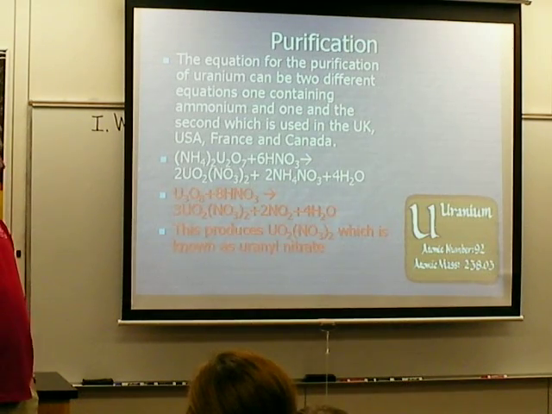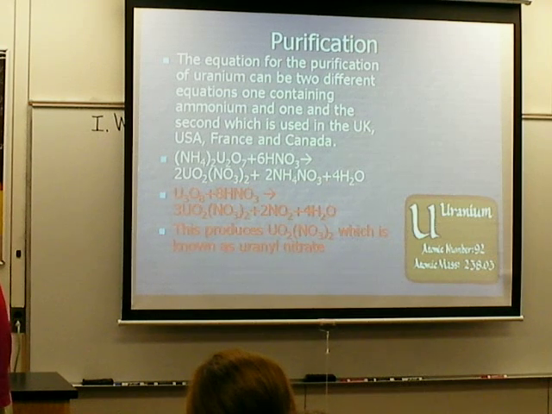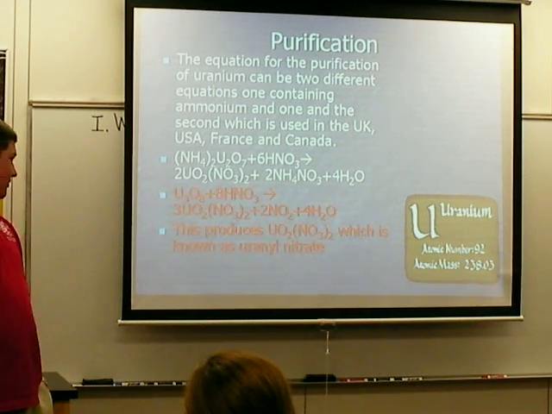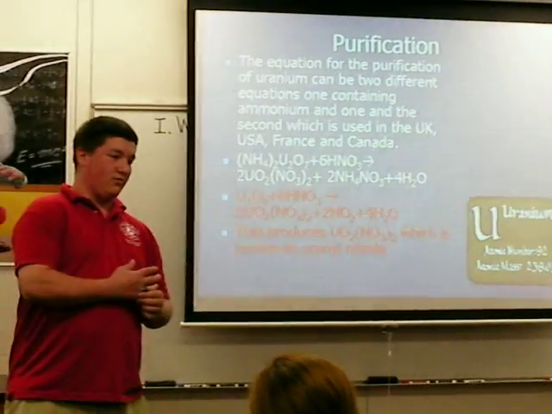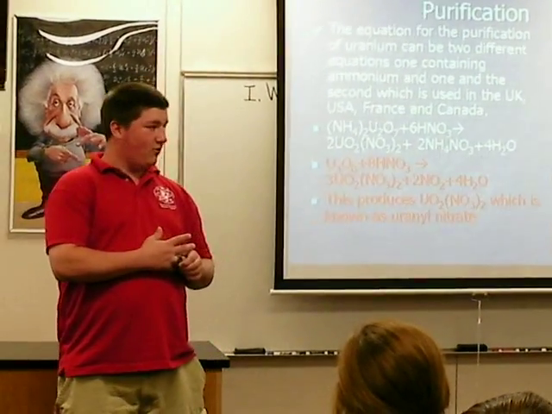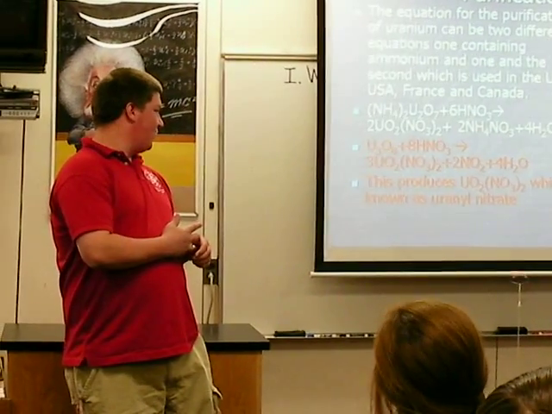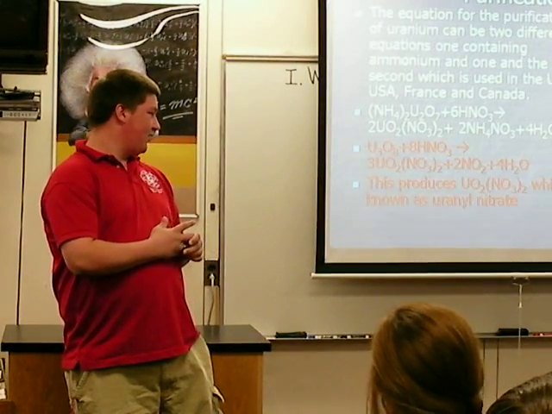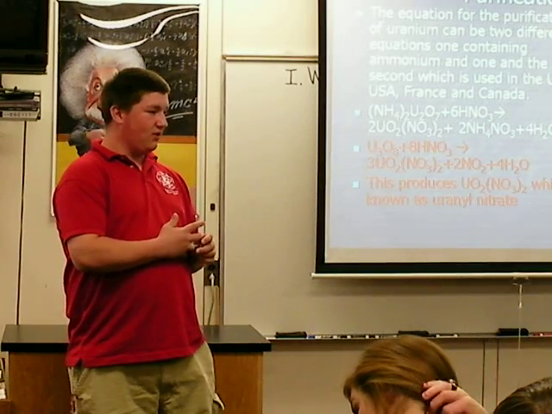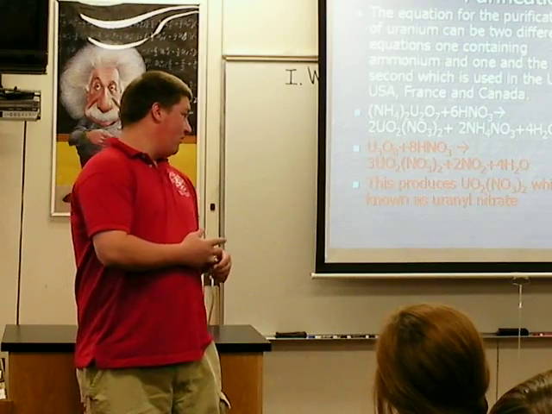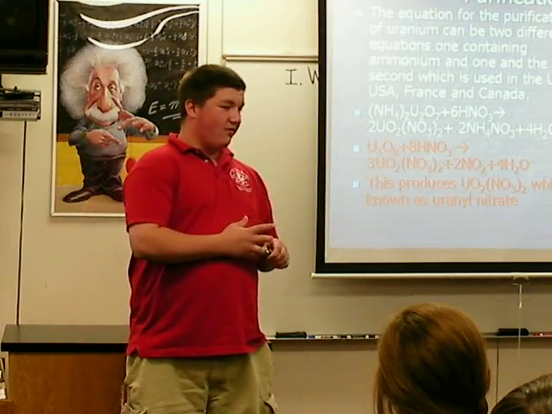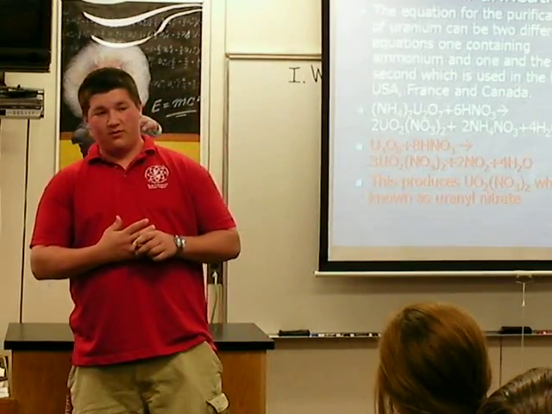They have to start the purification. The top equation is the one they use in other places around the world, but in the United Kingdom, the United States, France, and Canada, they use the one that's in red at the bottom. They do not use ammonium in the purification of uranium. They need to make uranyl nitrate to where they can increase the isotopes of uranium-238 to uranium-235. Uranium-235 is the fissile isotope that they're looking to gain.